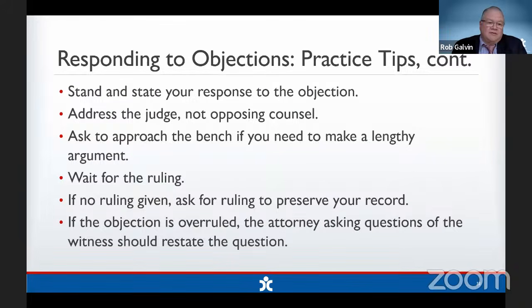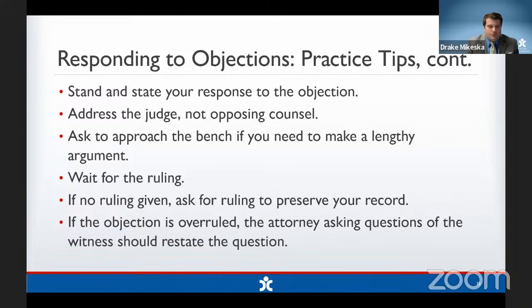Next slide, please. Yeah, and then just some further practice tips. Again, state your response to the objection. I know we've gotten used to Zoom court, and so we don't stand because you'll go out of frame and those sorts of things. But whenever you're in person, you want to stand. You want to make sure you're speaking to the judge, not to your opposing counsel. If it requires a lengthy argument and it's a jury trial, you want to make sure you approach the bench, ask for a bench conference, and have it up at the bench so the jury's not going to hear it, or ask the jury to be excused in order for that argument to take place.